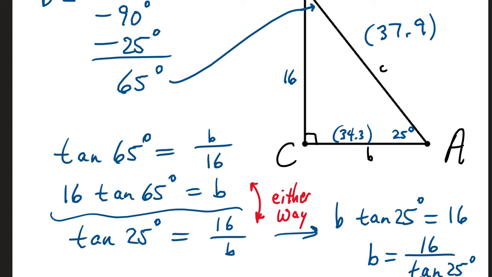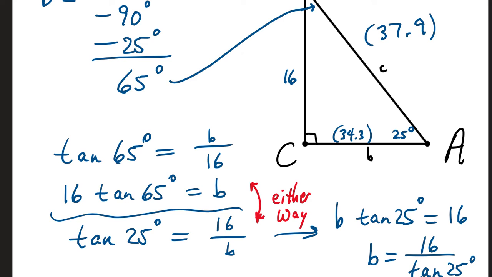If you take this bottom route, which is fine, you'll multiply both sides by B, and that gives you B tangent 25 degrees equals 16, and you'll have to divide by your tangent of 25 degrees. Again, it's not wrong. It's approximately 34.3 either way you do it. If you choose this top path, then the only operation you have to do is multiply both sides by 16. So it's one step faster, but it's not going to make or break your problem by any means.